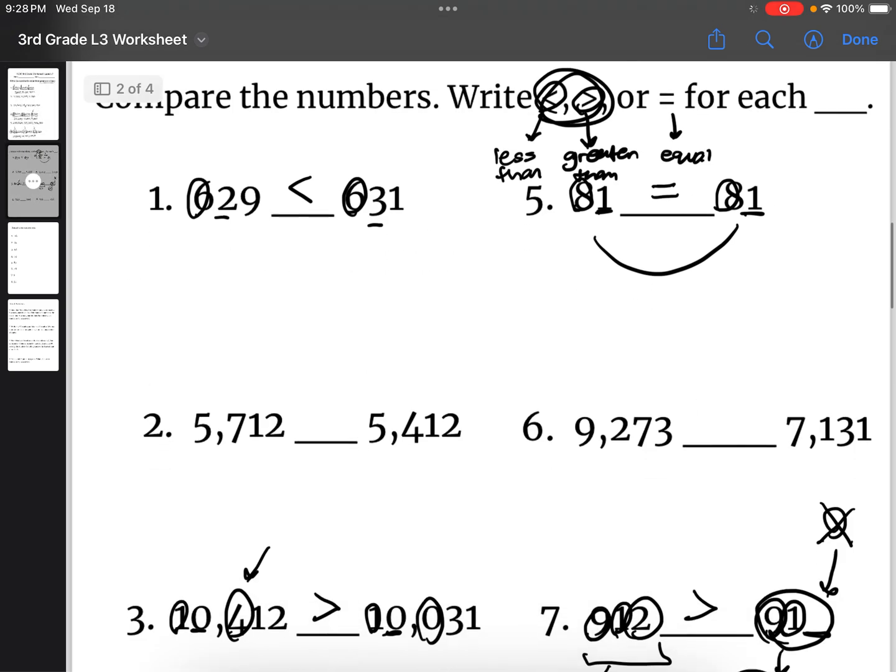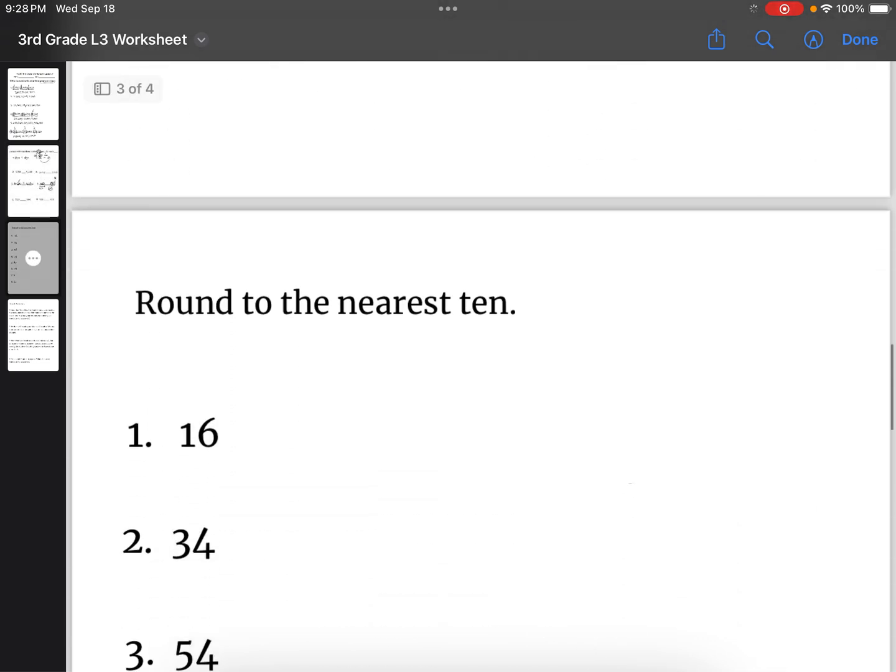So that's how you can tell if numbers are greater than, less than, or equal. You just look at the first digit and go down until you find the greater one.